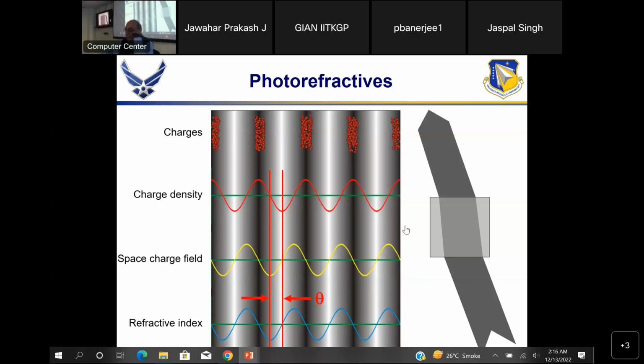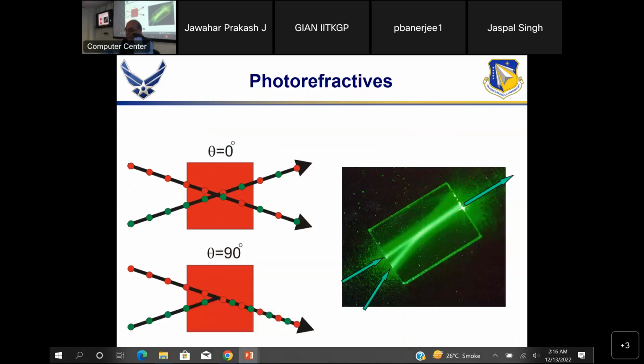Okay, so the thing I wanted to say is, I think that other video is not working, but typically if the phase shift of the refractive index with respect to the incident light is zero, you do not have what is called beam coupling. Beam coupling means transfer of energy from one beam to the other. That's typically what people have talked about as beam coupling.